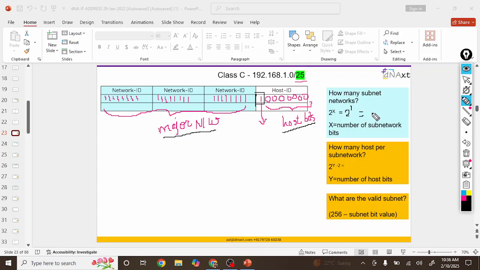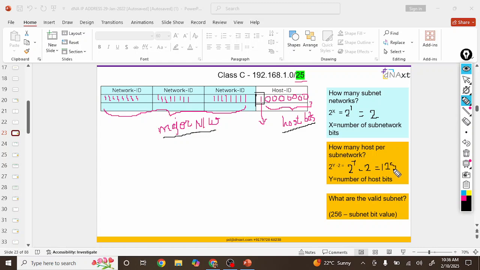So we will get 2 subnetworks in /25. How many hosts per subnetwork? How many host bits do we have? 1, 2, 3, 4, 5, 6, 7, so 7 host bits are there. The formula is 2 to the power 7 minus 2. 2 to the power 7 is 128.